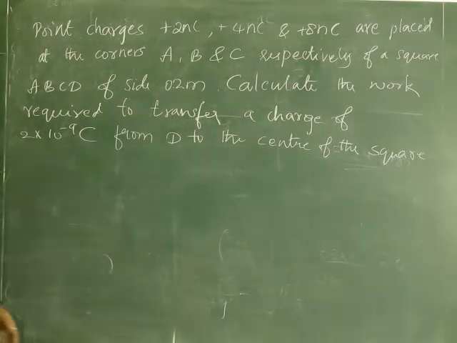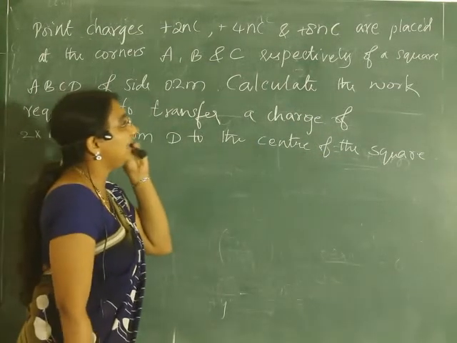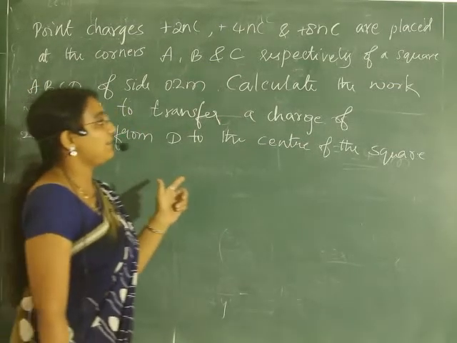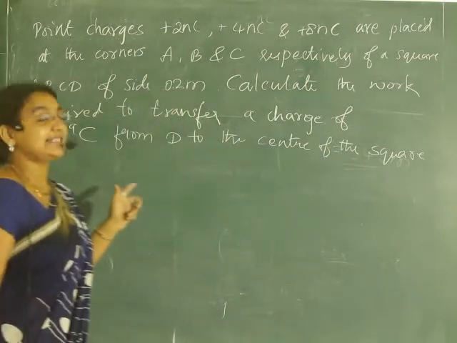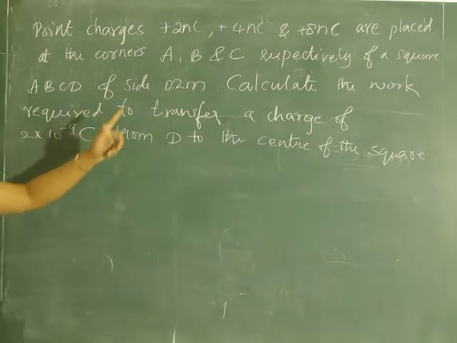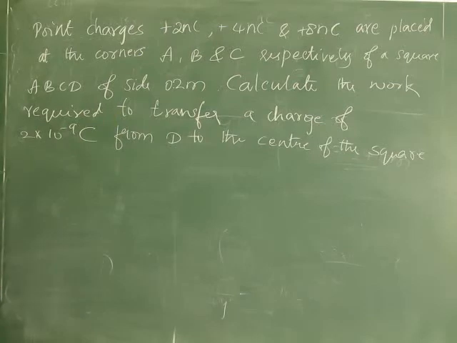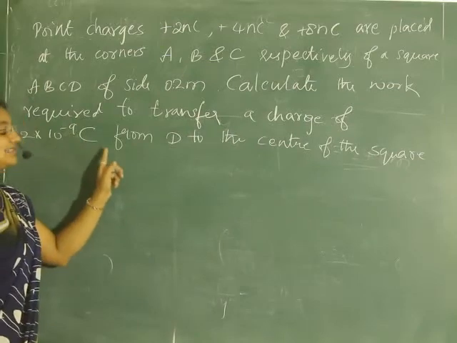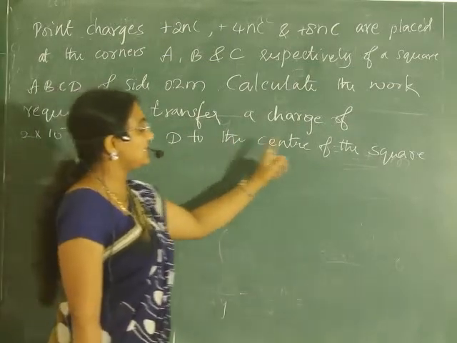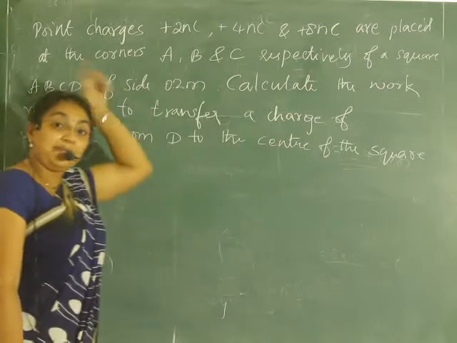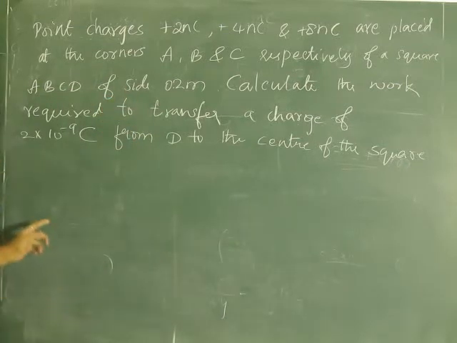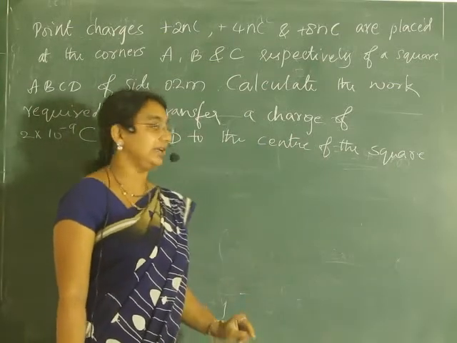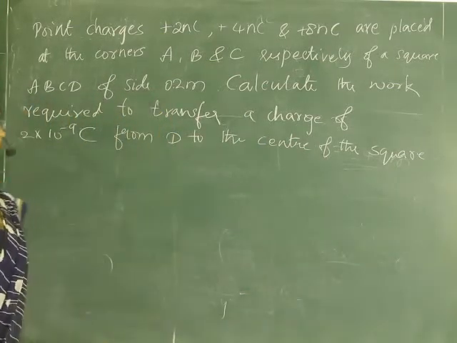Charges plus 2 nanocoulomb, plus 4 nanocoulomb and plus 8 nanocoulomb are placed at the corners A, B and C respectively of a square ABCD of side 0.2 meter. Calculate the work required to transfer a charge of 2 into 10 to the power minus 9 coulomb from D to the center of the square. In the previous problem that we solved, you had to move a charge, that is an electron, from the center to D. Here it is from D to the center.